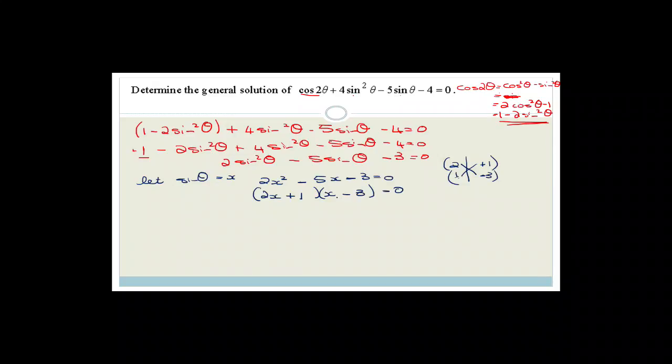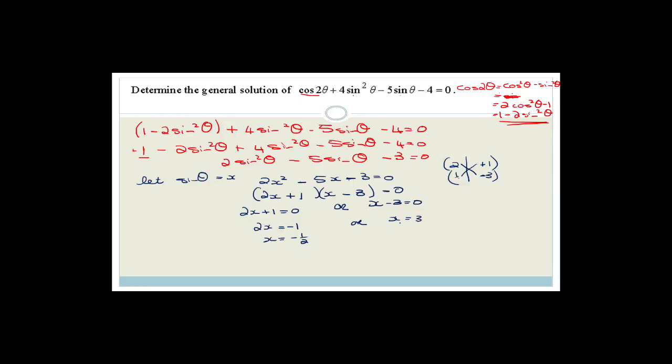And now what we can do is we can solve for x. So we can go 2x plus 1 equals 0, or x minus 3 equals 0. Therefore, we've got that 2x is equal to negative 1, or x equals 3, and then obviously x is equal to minus a half, right?